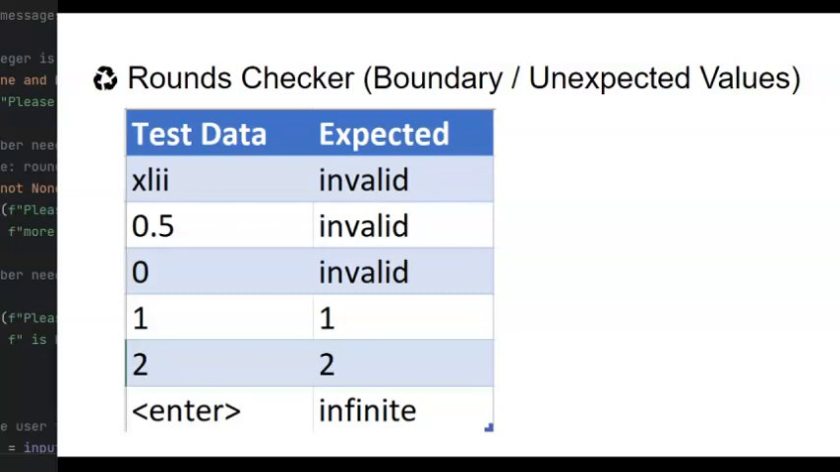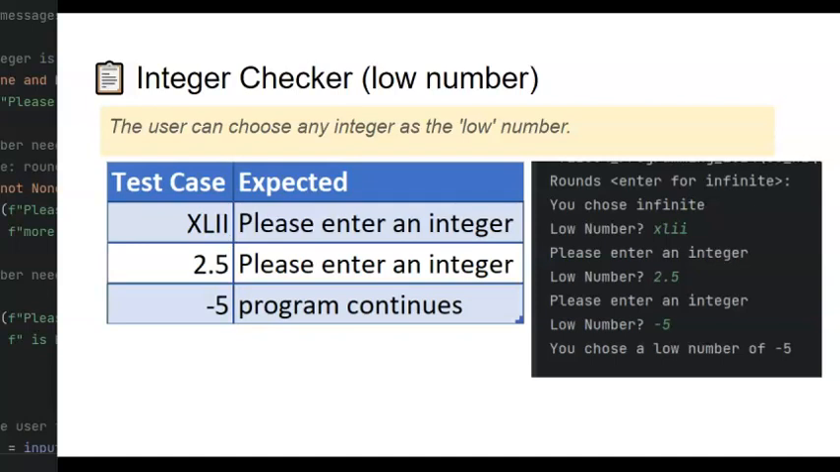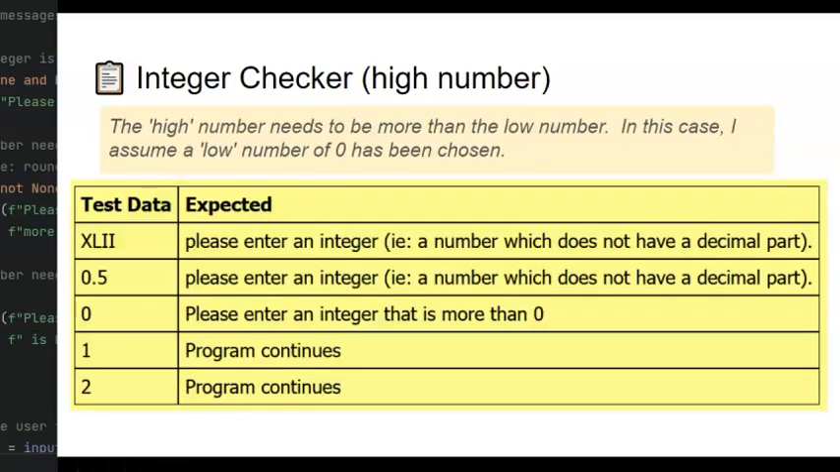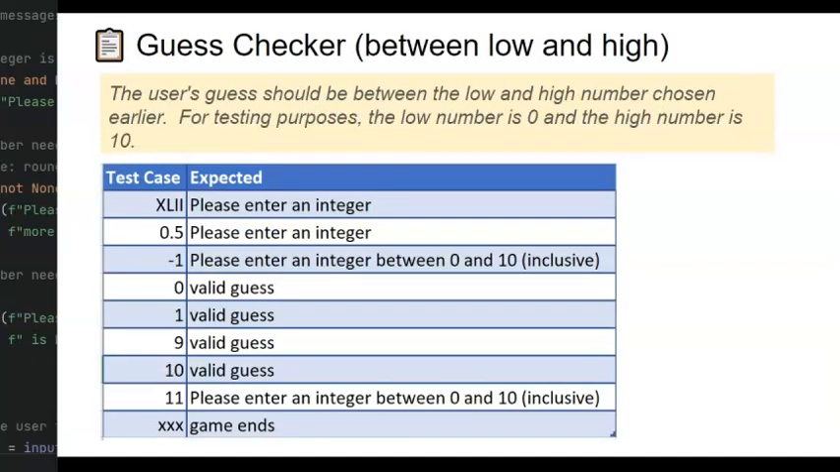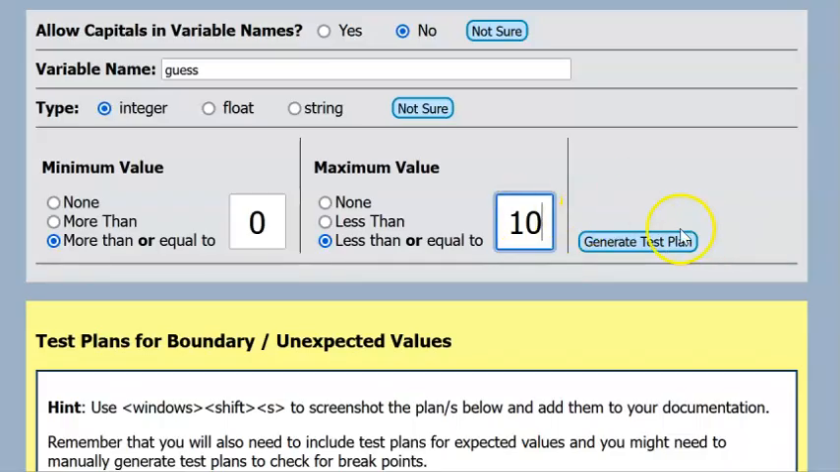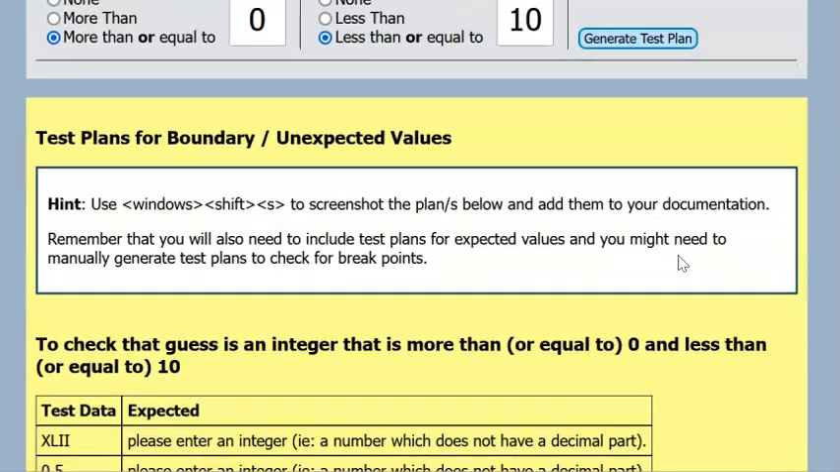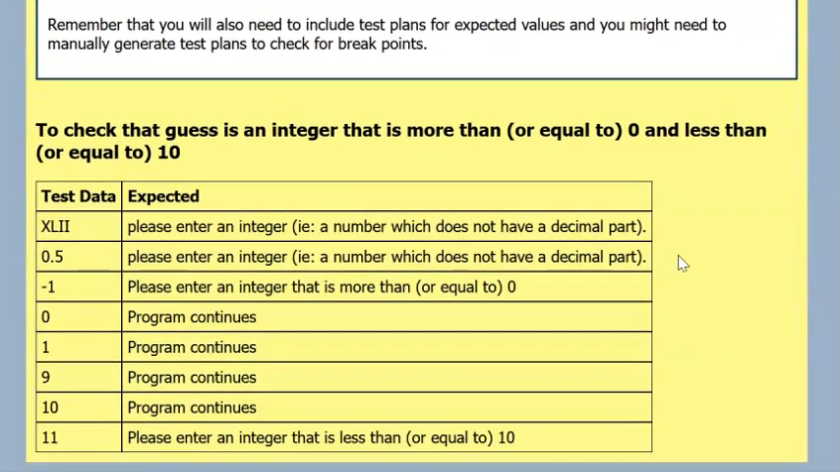A quick reminder that you can recycle your rounds checker from rock, paper, scissors. Our low number test plan simply needs to allow us to check for an integer. You can use the program planning helper to generate the high number test plan. And for your guess checker, you can use the planning helper, but you will need to add in an extra row for the exit. A quick reminder that using that planning helper is a great idea because it does give you all of the boundary testing that you need.